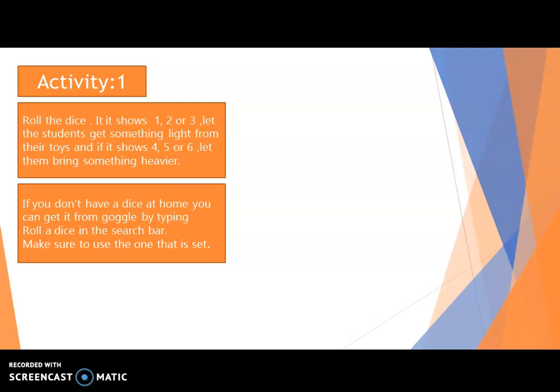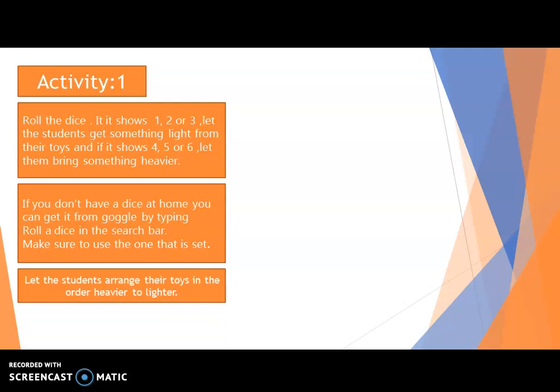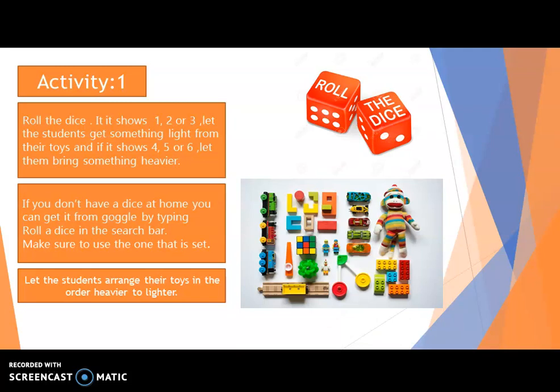If you don't have a dice at home, you can get it from Google. Simply type roll a dice in the search bar and make sure to use the one that is set already. Afterwards, you need to arrange your toys in order from heavier to lighter. That is the first game. So you have the dice and the picture of your toys.